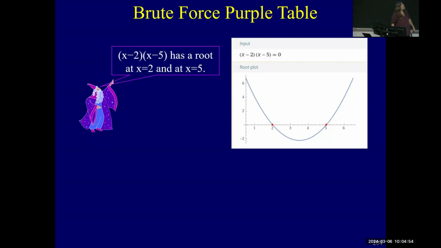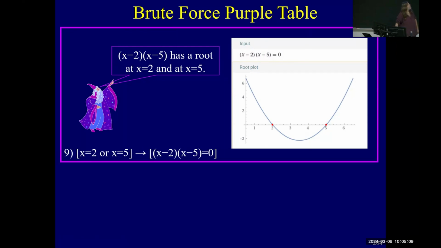All right, so here's a statement that this function has a root here and a root here. Now, it doesn't claim it doesn't have more roots, but it is saying that those are roots. So we want to write that down as a math statement. And what it's saying is, if x is 2 or x is 5, then the function becomes 0, right?